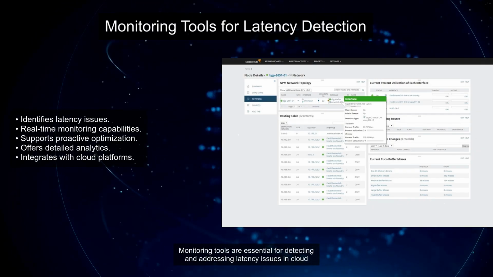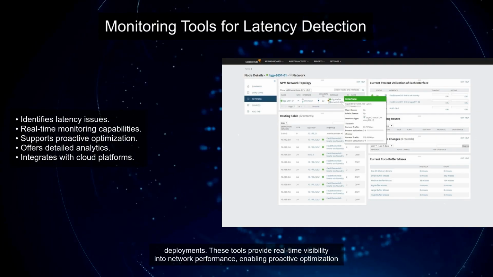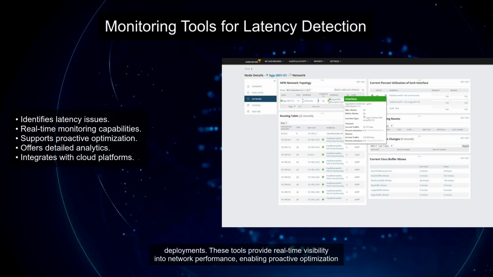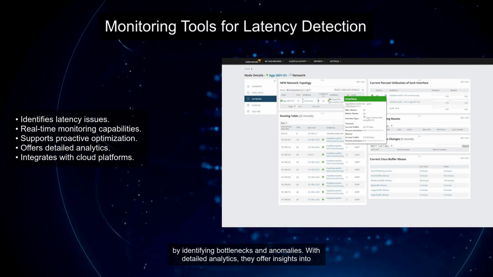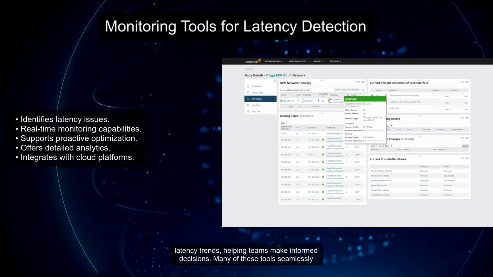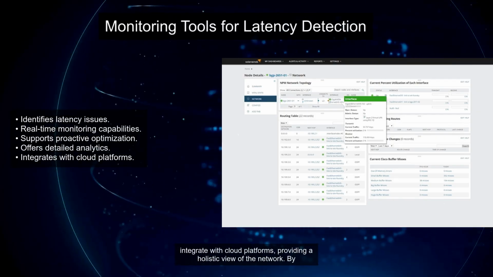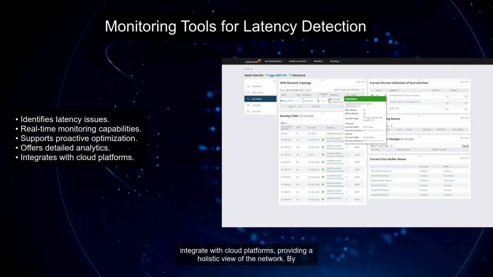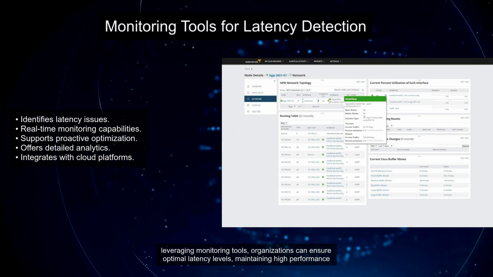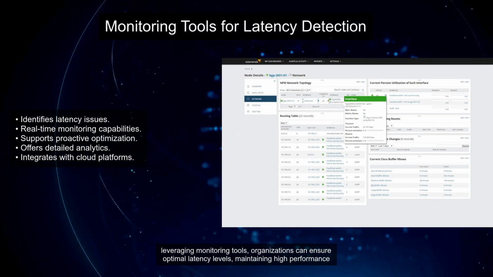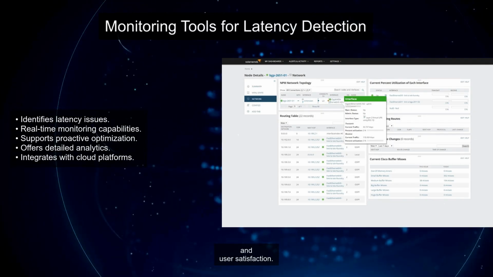Monitoring tools are essential for detecting and addressing latency issues in cloud deployments. These tools provide real-time visibility into network performance, enabling proactive optimization by identifying bottlenecks and anomalies. With detailed analytics, they offer insights into latency trends, helping teams make informed decisions. Many of these tools seamlessly integrate with cloud platforms, providing a holistic view of the network. By leveraging monitoring tools, organizations can ensure optimal latency levels, maintaining high performance and user satisfaction.